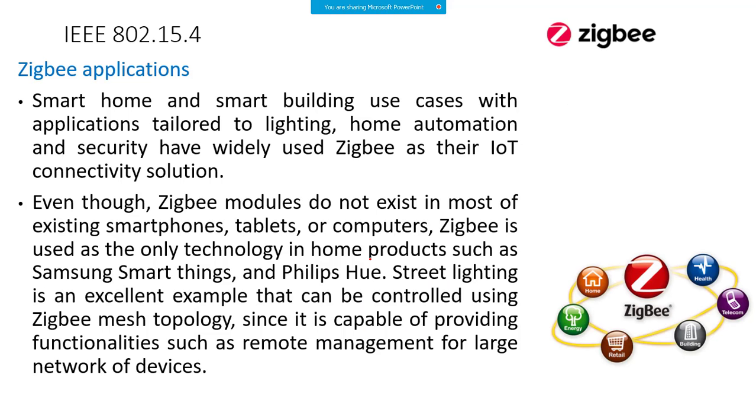What are the applications? Smart home and smart building use cases, with applications tailored to lighting, home automation, and security, have widely used Zigbee as their IoT connectivity solution. Even though Zigbee modules do not exist in most existing smartphones, our smartphone does not have Zigbee, tablets or computers, Zigbee is used as the only technology in home products such as Samsung SmartThings. You can do a Google search, Samsung SmartThings and Philips Hue. This is the light available in the market. Street lighting is an excellent example that can be controlled using Zigbee mesh topology, since it is capable of providing functionalities such as remote management for a large network of devices.